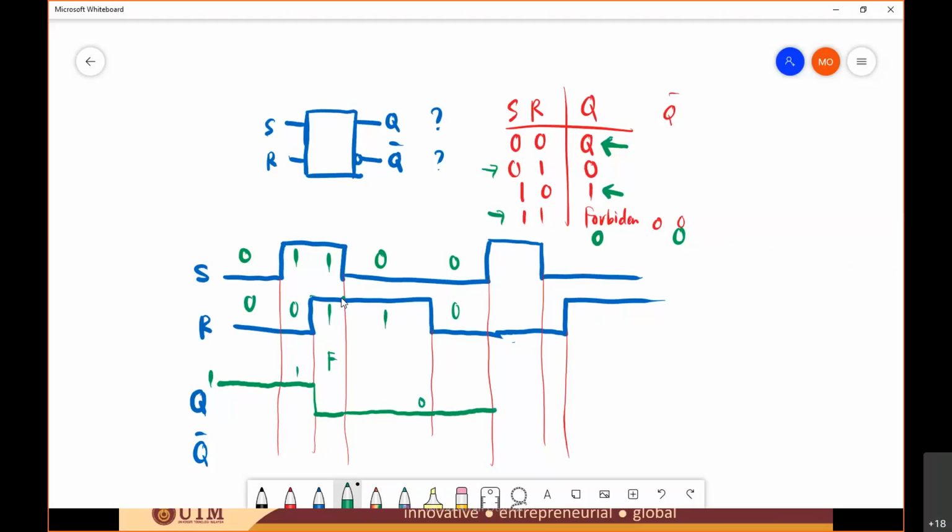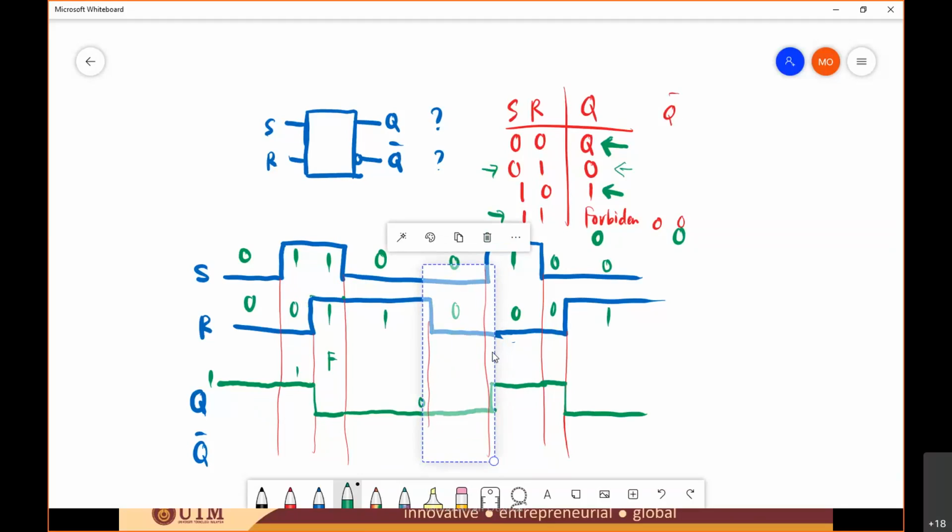Okay, and then this is 1, 0. When 1, 0, apa yang berlaku? This is a set. So kamu akan set. Kosong, kosong. No change. Okay, so dia akan jadi satu juga. Dia akan follow the previous Q. And when this one is 0, 1, so 0, 1, what is a 0, 1? 0, 1 means that you are going to reset. So this one become 0.